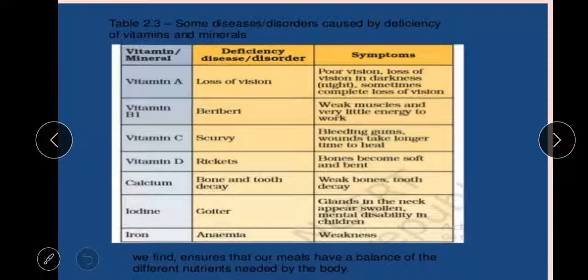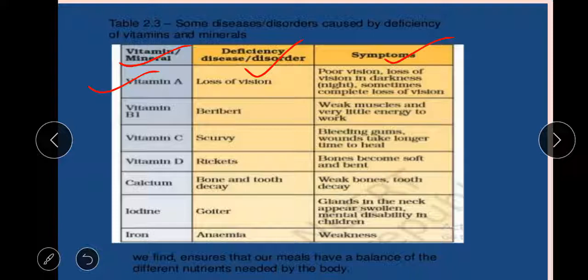Now, here is table 2.3. You can open in your book NCERT page number 16 and look at this table. This table is given with some diseases or disorders caused by deficiency of vitamins and minerals. Here the first column refers to vitamins, second deficiency disease, and third symptoms. Then in the vitamin column, the first is vitamin A.